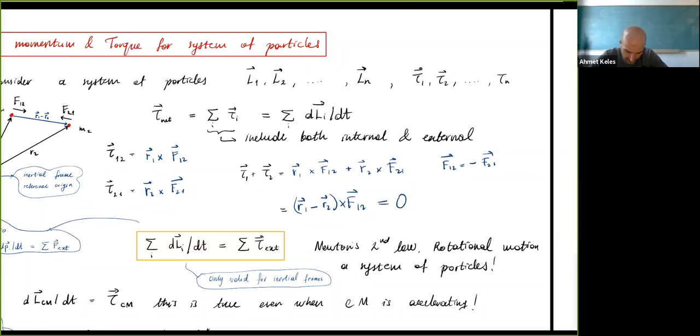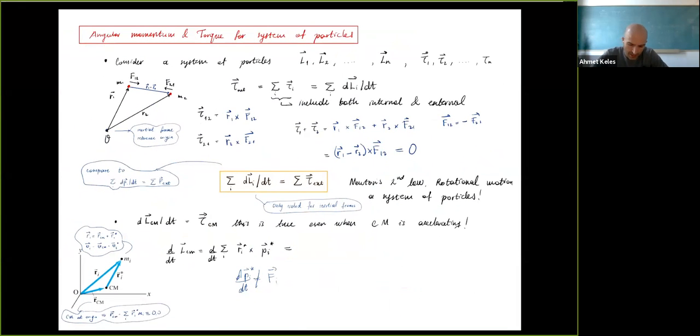So we then reach this important conclusion. dL/dt, summed over all particles, is equal to the sum over all external torques. So we neglect the internal torques. And this is Newton's second law for rotational motion for a system of particles. So this is, like I said, for an inertial frame.